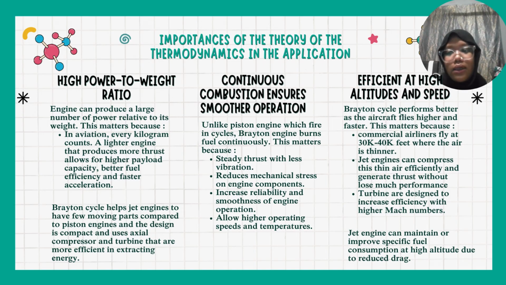And the last one is efficient at high altitude and speed. The Brayton cycle performs better as the aircraft flies higher and faster. This matters because, first, commercial airlines fly at 30k to 40k feet where the air is thinner. Jet engines can compress this thin air efficiently and generate thrust without losing much performance. Turbines are designed to increase efficiency at higher Mach number. Jet engines can maintain or improve specific fuel consumption at high altitude due to reduced drag.